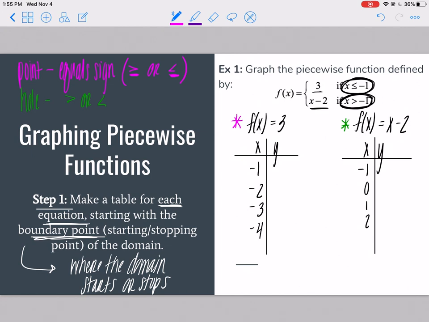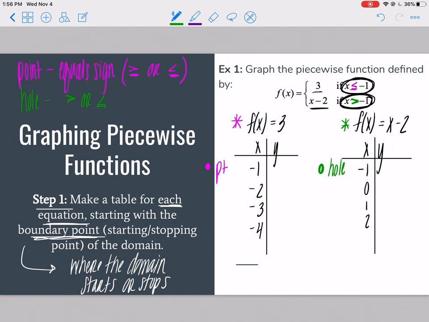So here at -1 for this first function, this would be a point. You can either write a point or you can draw a point like that. Either one, just make a note to yourself. But then for this second one, x is greater than -1. That means at this specific value, -1, it's not going to exist there, so it's not going to be a point, it's going to be a hole. So you can draw an open circle or you can just write a hole, okay?